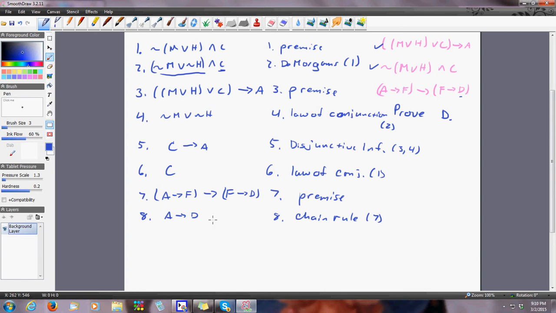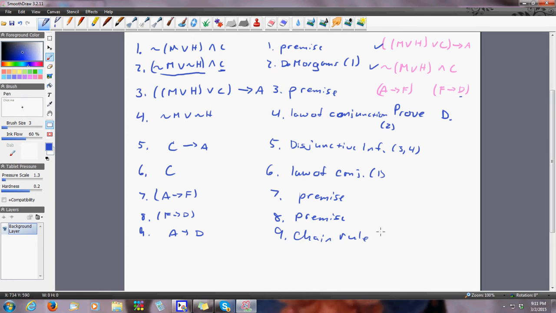Because, well, it just doesn't. Usually it's in 2 steps. Perhaps I should have written it as 2 steps. Yeah, I'll do that. Because the whole thing makes me a little uneasy. I don't like saying that. If I made this 2 steps, that'll make my life easier. A implies F is a premise. Number 8, F implies D is a premise. Number 9 gives me A implies D, and that's the chain rule.